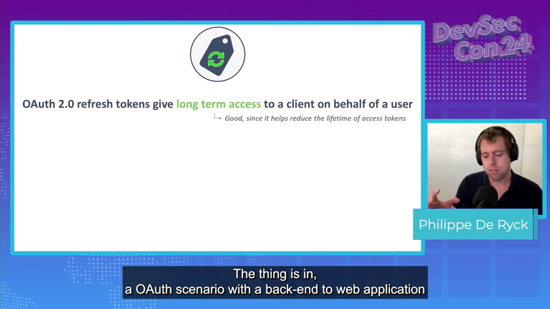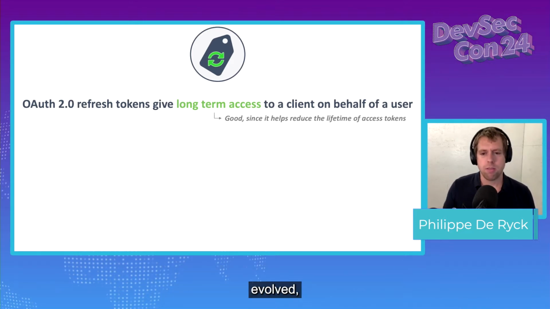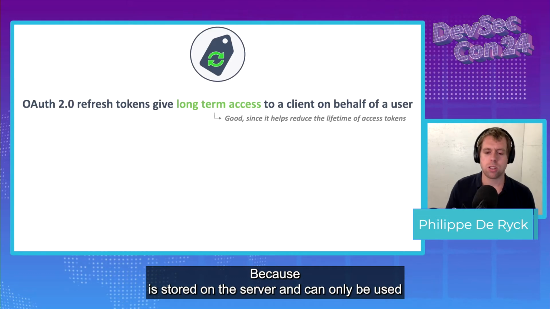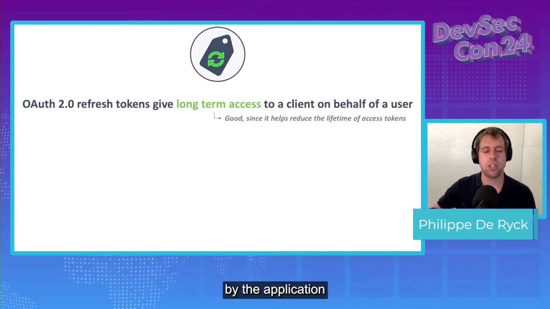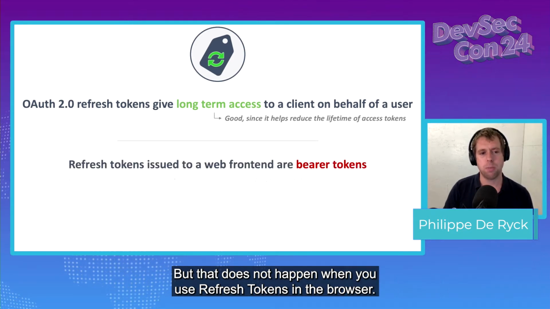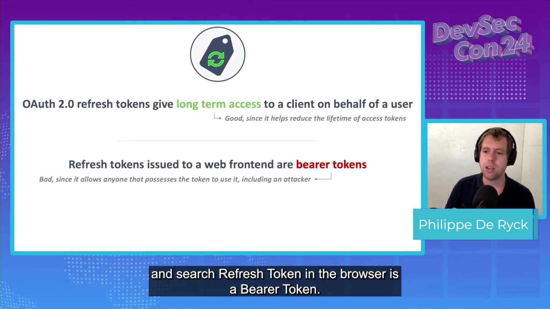The thing is, in an OAuth scenario with a backend web application involved, this refresh token is secured quite well because it's stored on a server and it can only be used by the application which authenticates. But that doesn't happen when you use refresh tokens in the browser. And that's a new development in the last 2 years, basically.